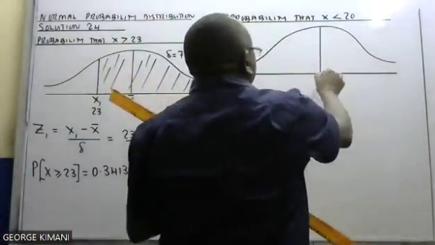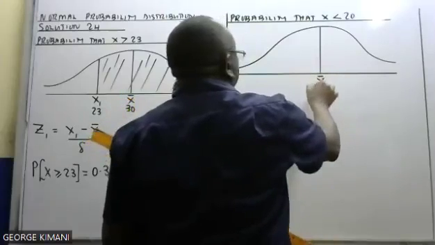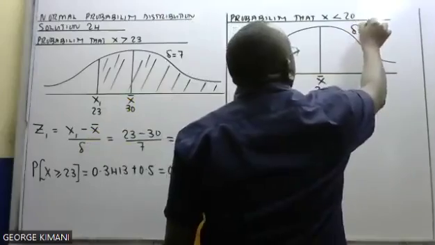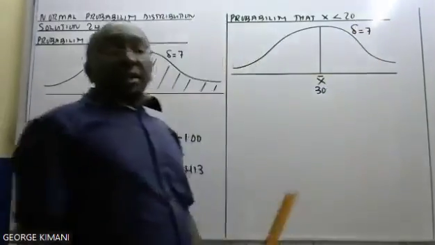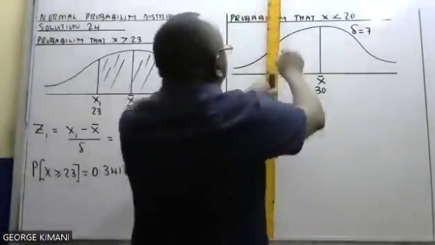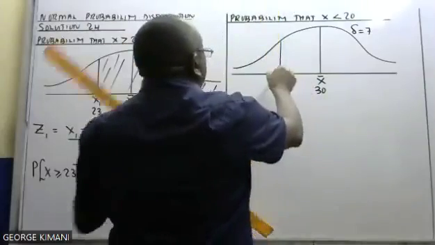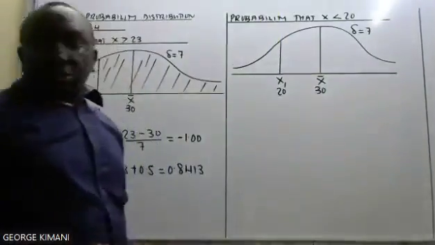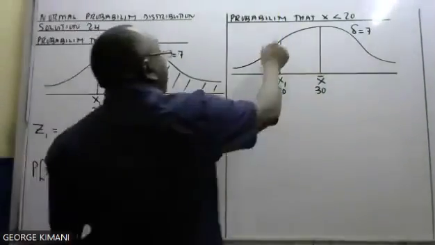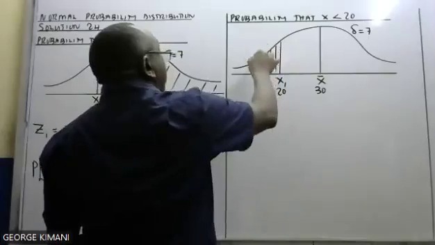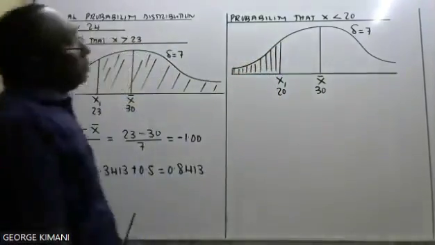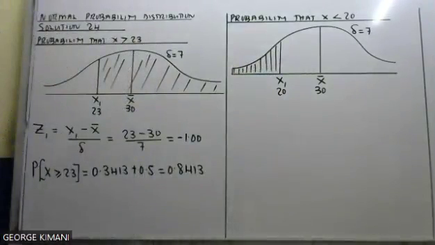Then here x bar is 30. Standard deviation is 7. And 20 is somewhere here. X1 is 20. And because we are saying less than, then we have to shade this side this way. We have to shade that way.